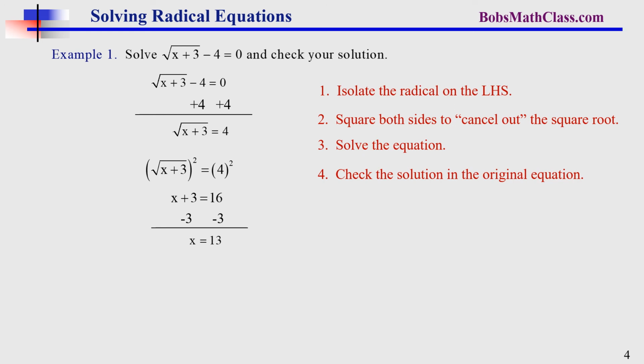Now our job is to check that answer into our original equation. So plug in 13 into the original problem wherever you see an x. Let's see, 13 plus 3 is 16. Square root of 16 is 4. 4 minus 4 is 0. Yep, it checks out. So 13 is our answer.